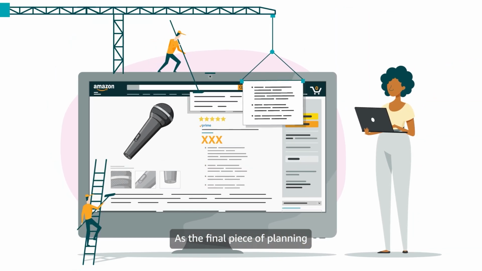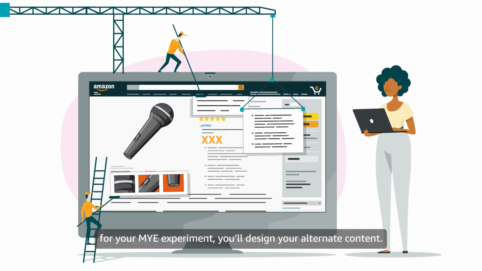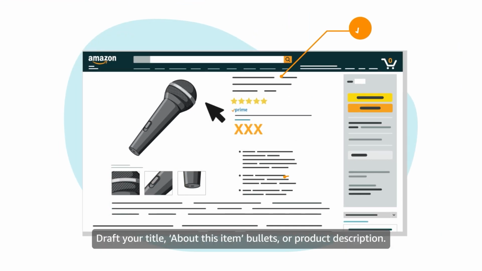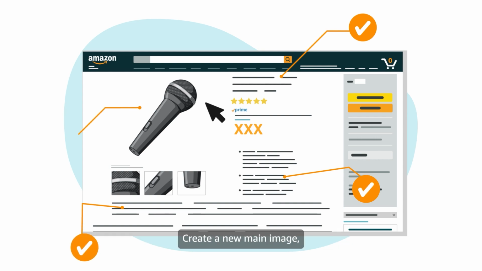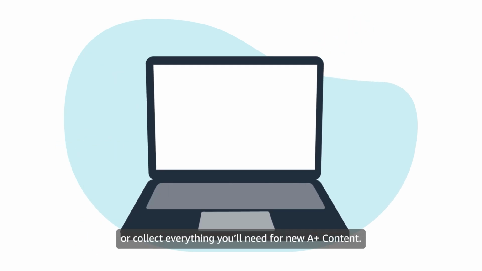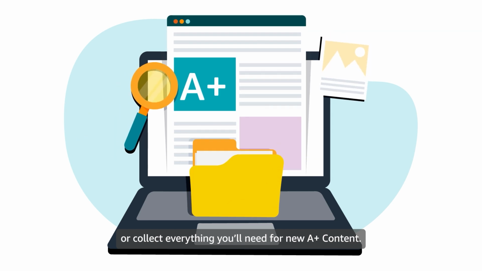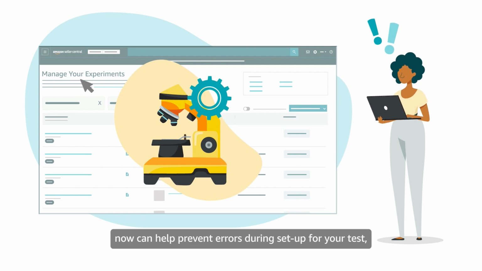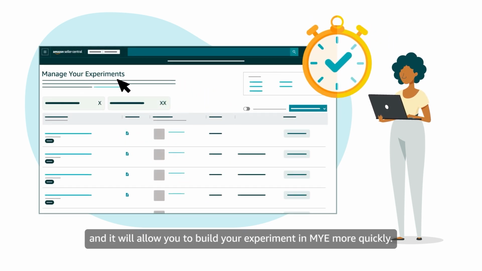As the final piece of planning for your MYE experiment, you'll design your alternate content. Draft your title, about this item bullets, or product description. Create a new main image or collect everything you'll need for your new A+ content. Doing this work now can help prevent errors during setup for your test, and it will allow you to build your experiment in MYE more quickly.